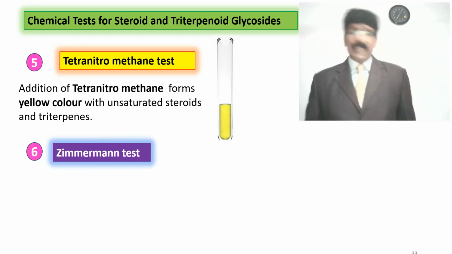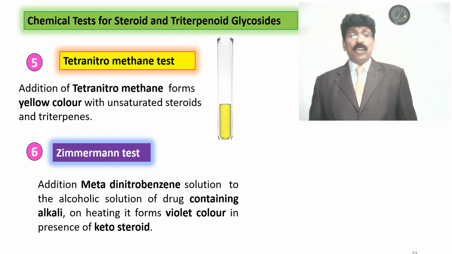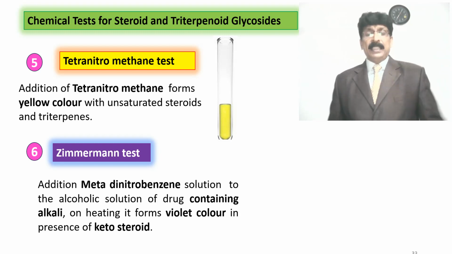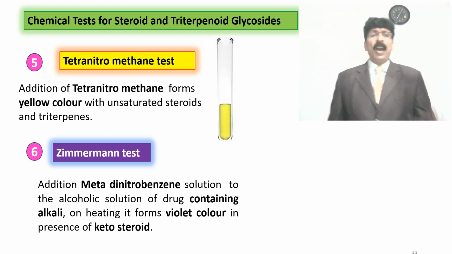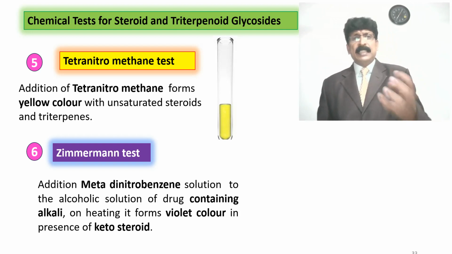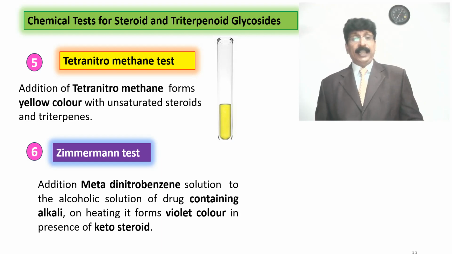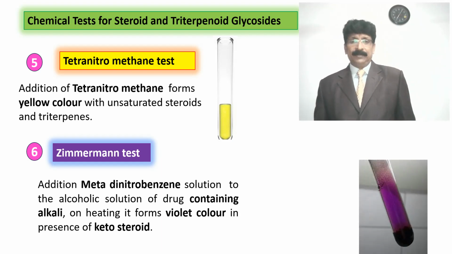Zimmermann test. In the Zimmermann test, addition of metadinitrobenzene solution to an alcoholic solution of the drug, that is a sample containing alkali, on heating forms violet color. It indicates the presence of keto steroids.